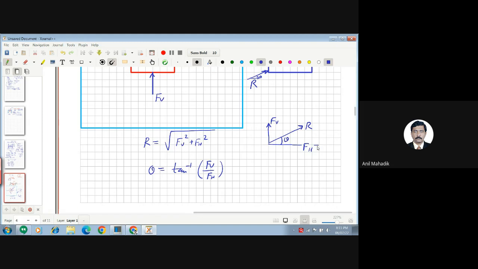And if you know the resultant, what will be this value in terms of resultant? FH is how much? In terms of resultant, R cos theta. You know this adjacent side. And FV will be R sin theta.